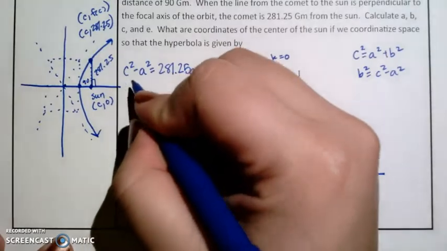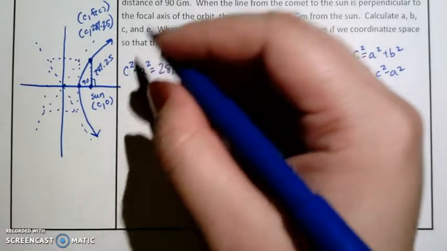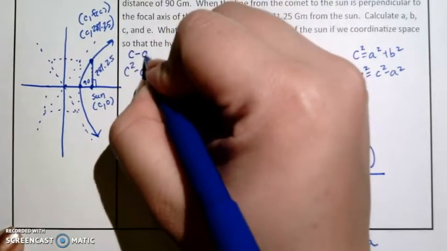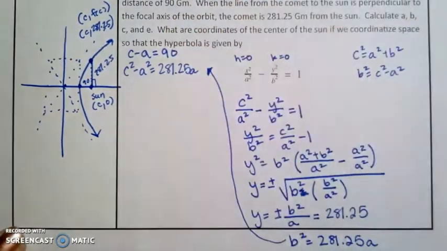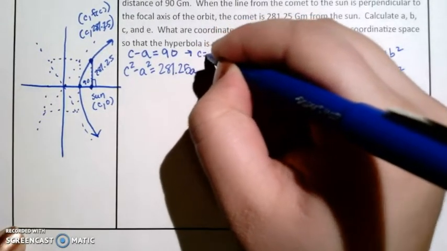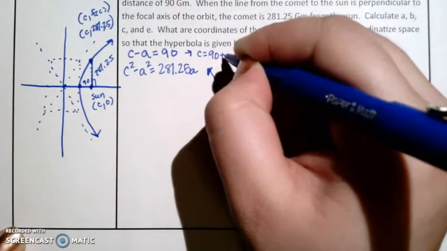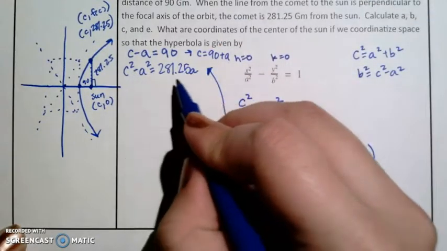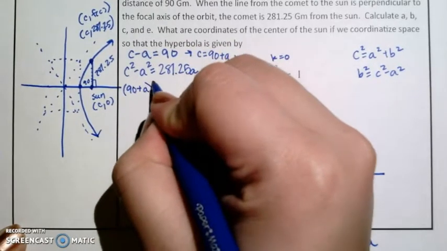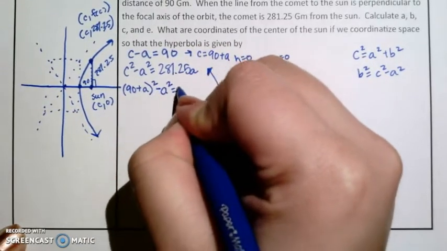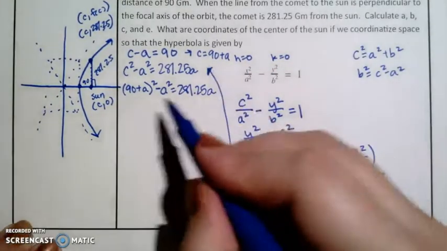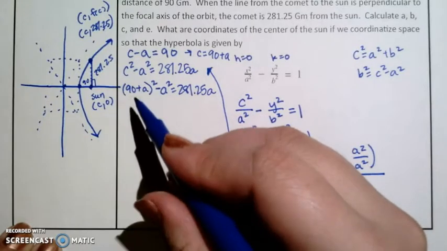And then I know that c minus a is 90 from our perihelion distance. c minus a equals 90, so c equals 90 plus a. I'm going to substitute that here, and then I'll have an equation with just one variable. So (90 plus a) squared minus a squared equals 281.25a.